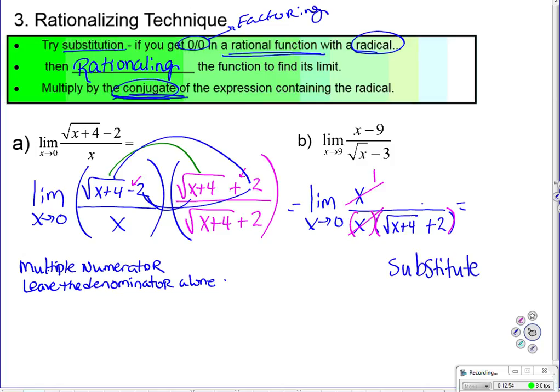So plugging in 0, I have a 1 on the top, and I'd have a 0 plus 4 under the radical, and then addition of 2. 1 over 2 plus 2 is 1/4. We did get an answer. It wasn't too bad. The math is a little crazy, but certainly doable. Nothing that you haven't had to do in your previous math classes as far as working with rationalizing out a term.